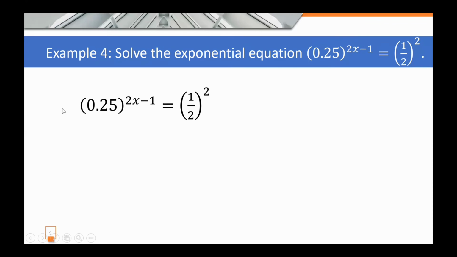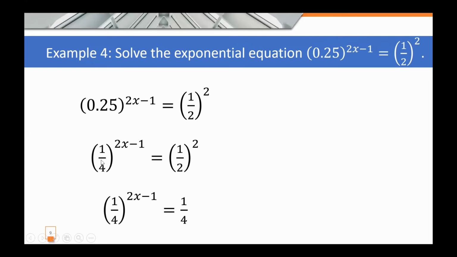So, now, 0.25 in fraction, that is 1/4. 1/4 raised to the quantity 2x minus 1 equals 1/2 raised to 2. So how to make the bases equal? You can simplify the right side. You have to make this 1/4 or just make 1/4 1/2 raised to 2. In this case, ang pinaka-mas madali is to simplify the right side of the equation.